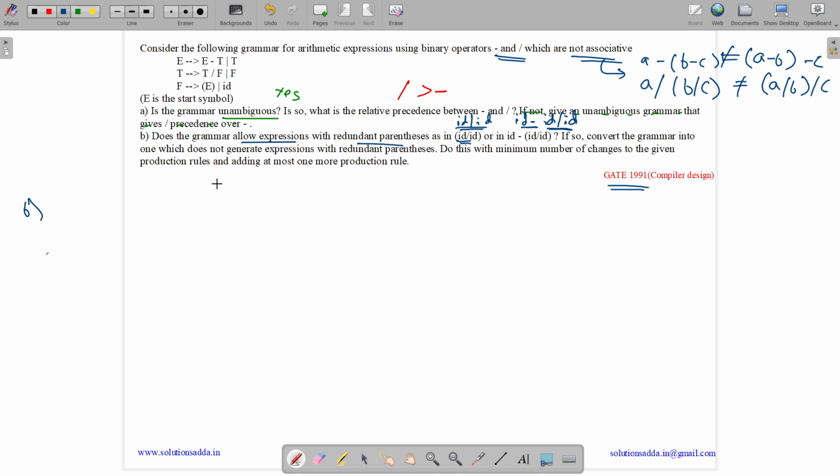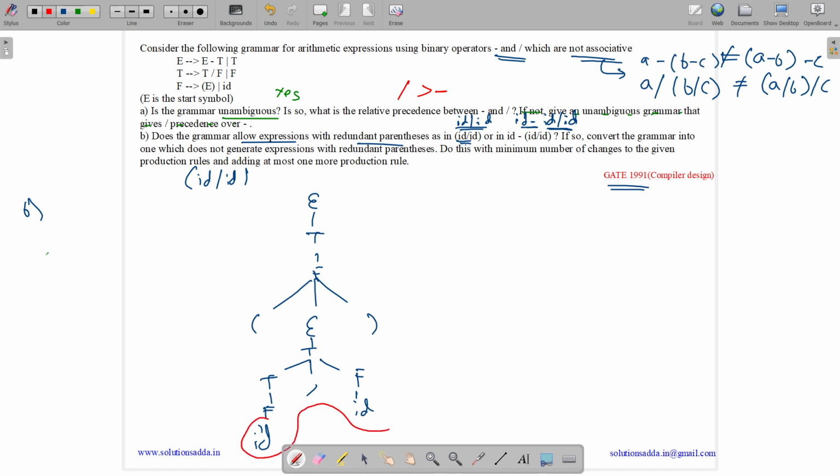Let us see whether it allows id divides id or not. So we will try to generate the tree. We will do E implies T implies F implies open parenthesis E closed parenthesis. Then we will do E implies T implies T divide F. Then T implies F implies id, and here F implies id. So here we have generated id divides id with an open and closed parenthesis. We have easily generated it, so this can generate this.